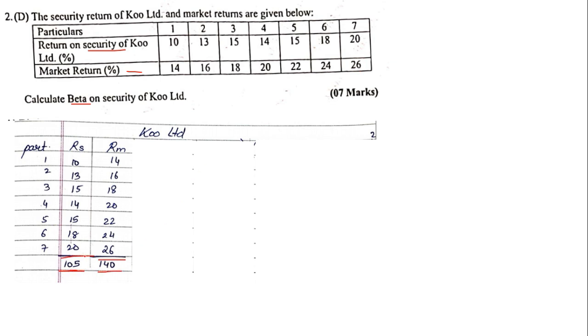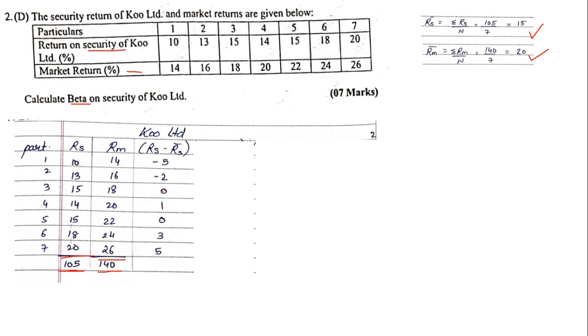Step first, note down these two columns, get the total, and now we need to find the average of this total. RS and RM we have. We need to find RS bar, that is the mean of RS, and RM bar, that is the mean of RM. So for RS bar, it will be sigma RS upon N, 105 upon 7, which comes to 15. For RM bar it will be sigma RM upon N, 140 upon 7, which is equal to 20. First step, we need to find the average of RS and RM.